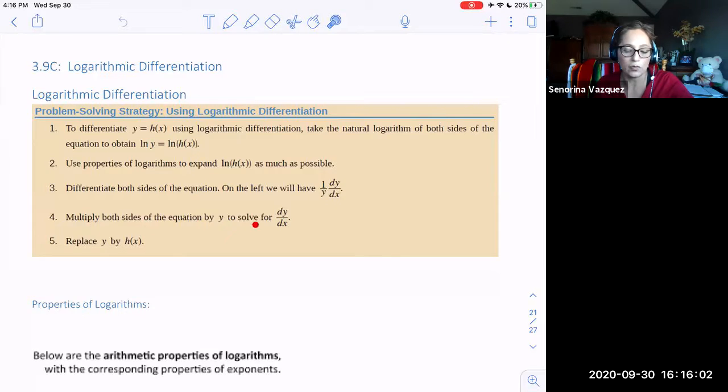And then fourth, we'll solve for dy/dx. How? By multiplying both sides by y. And then last, we're going to replace y with whatever the function h of x is. So that's a plan. So let's get to it.